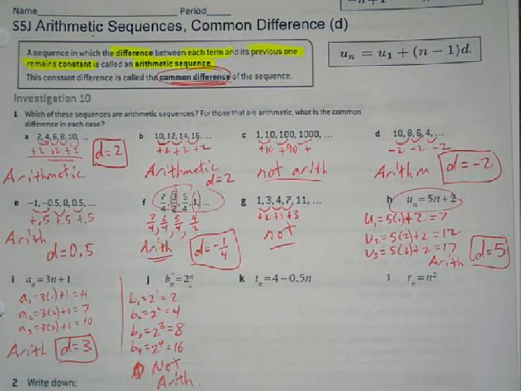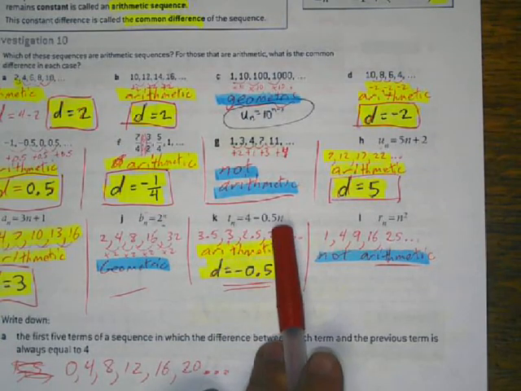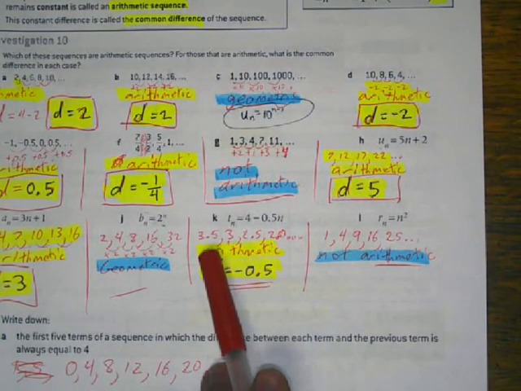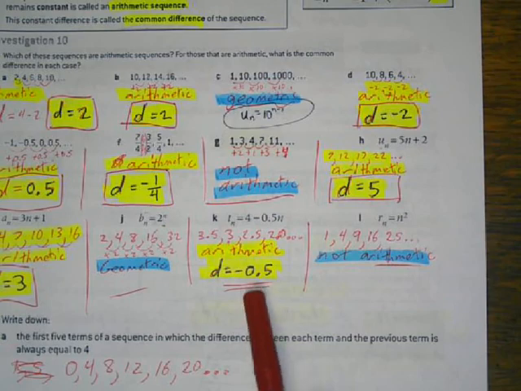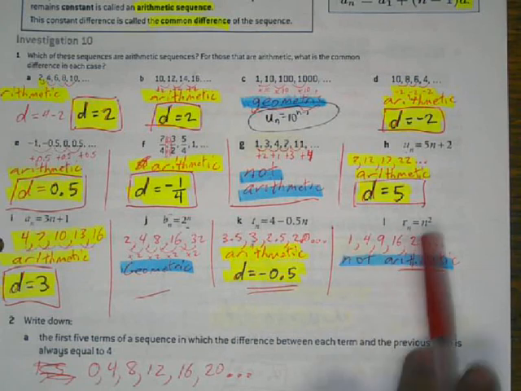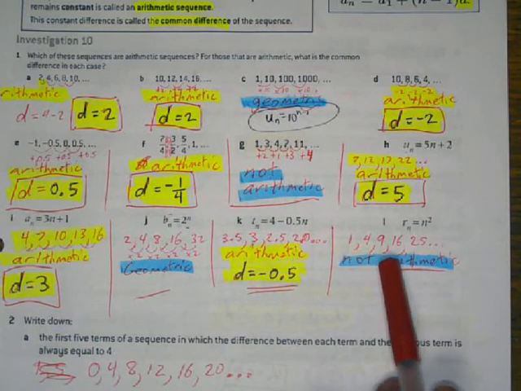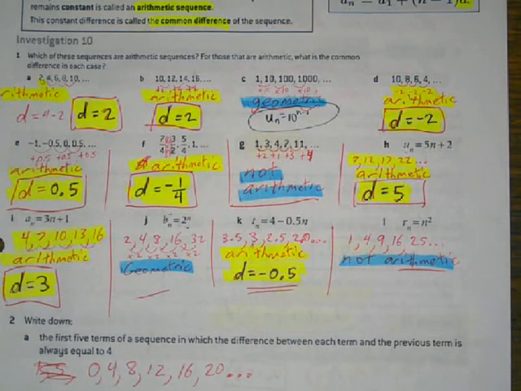And let me give you the last couple. Here, when we plug in 1, 2, 3, 4, we end up with 3.5, 3, 2.5, 2.0, and we keep subtracting 0.5. So it is arithmetic. And this one is not arithmetic. We plug in 1, 2, 3 for n, and you end up with 1, 4, 9, 16, 25. You might want to hit pause to check your work.